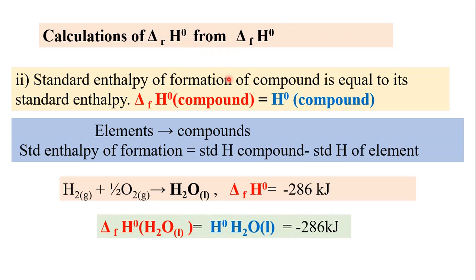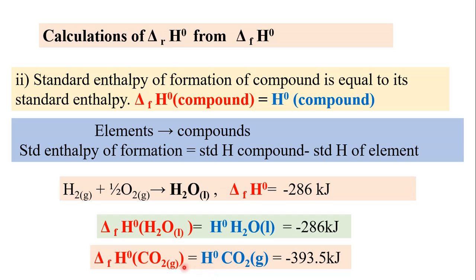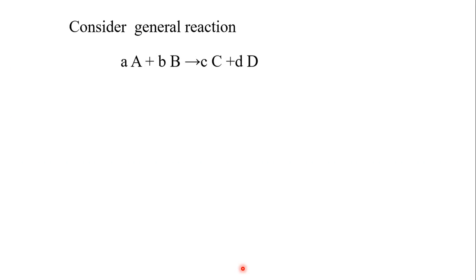See how? Here also, therefore, standard enthalpy of formation of water is equal to standard enthalpy of water, and that is equal to minus 286 kilojoules. Or also here carbon dioxide, standard enthalpy of formation of carbon dioxide is minus 393.5 kilojoules, and that is equal to standard enthalpy of carbon dioxide gas. Now the next, see here how to calculate the standard enthalpy of reaction from standard enthalpy of formation.